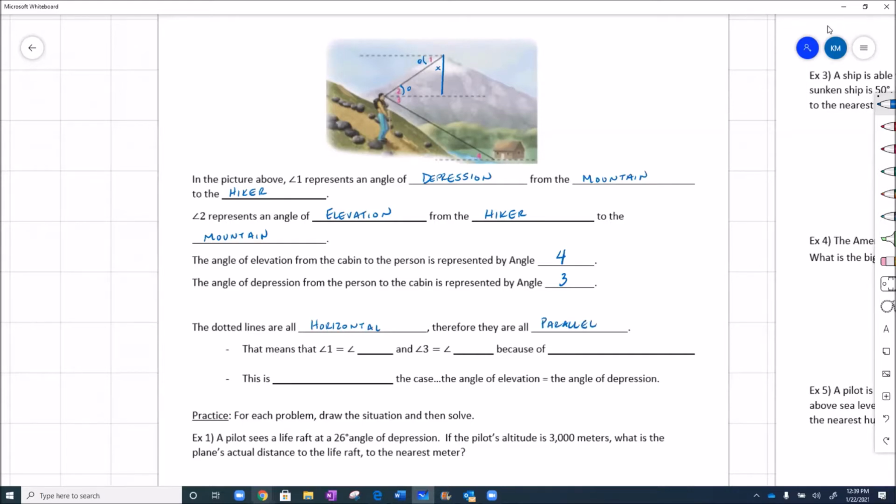That means that angle 1, angle 2, angle 3 and angle 4 are congruent to each other because of the alternate interior angles theorem. This is always the case. The angle of depression and the angle of elevation are congruent. Just remember that our angle of depression is outside of our figure, outside of our triangle, where the angle of elevation is inside of our triangle.